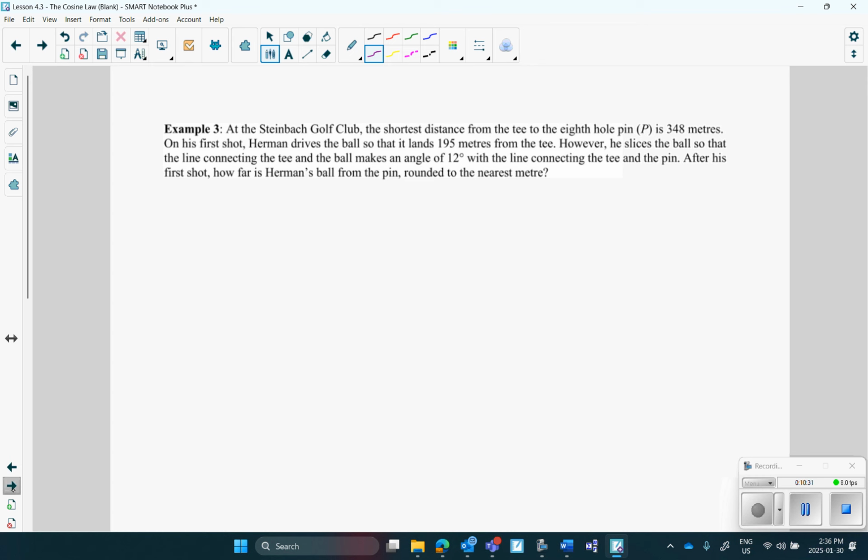So we've got to draw this situation. Steinbach Golf Club, shortest distance from the tee to the 8th hole pin is 348 meters. So you've got a green. We've got a flagstick. We'll put the hole in the middle.